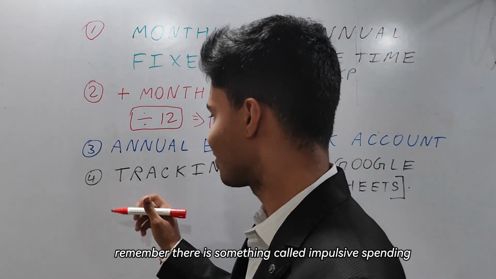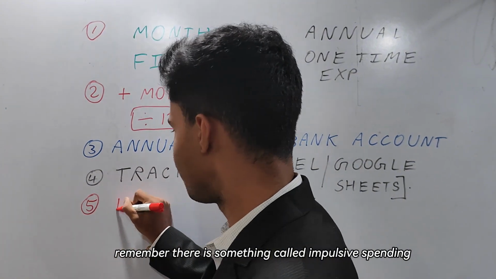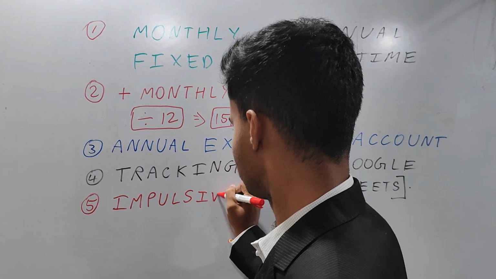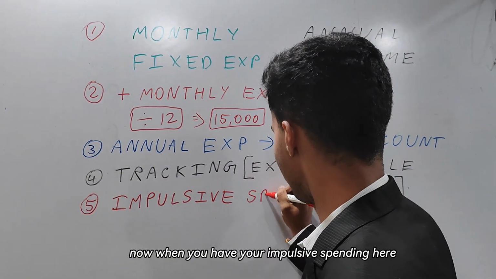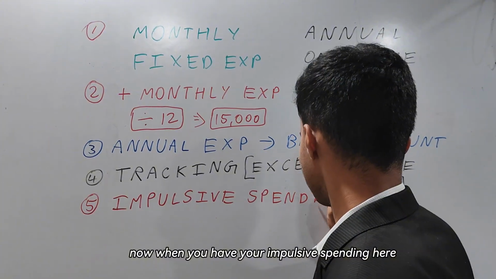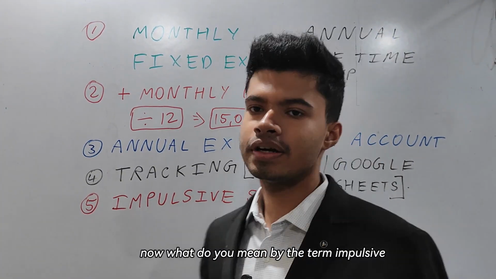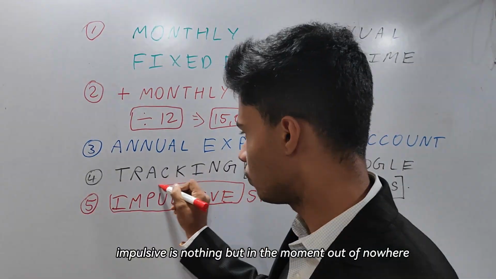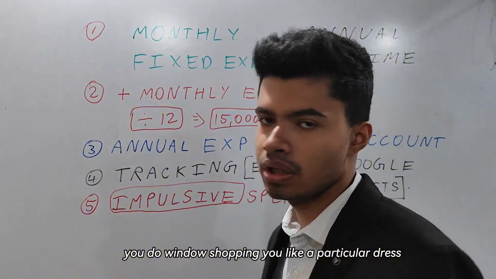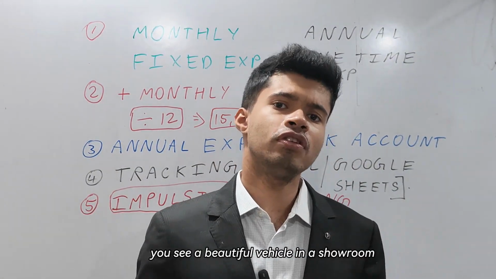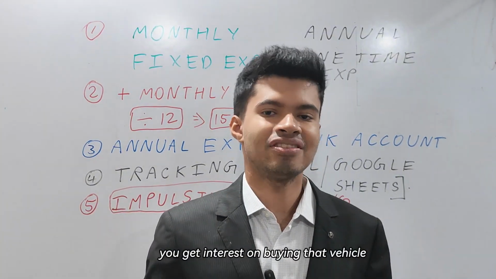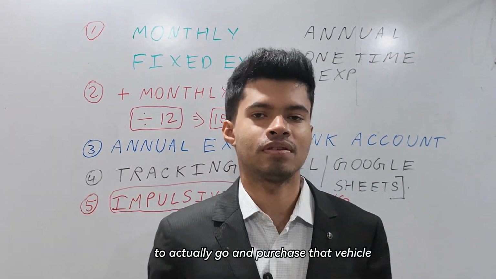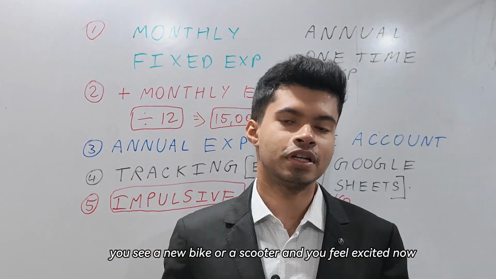Now remember, there is something called impulsive spending. Now, what do you mean by the term impulsive? Impulsive is nothing but in the moment, out of nowhere, you do window shopping, you like a particular dress, you go and buy. You see a beautiful vehicle in a showroom, you get interest in buying that vehicle. Interest as in you get that excitement within you to actually go and purchase that vehicle. You see a new bike or a scooter and you feel excited.